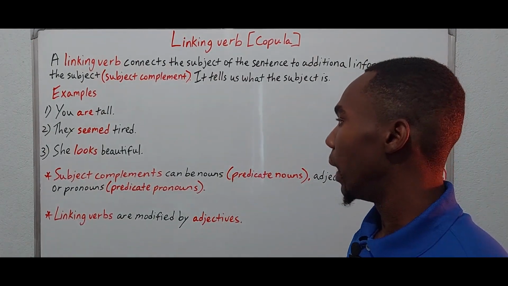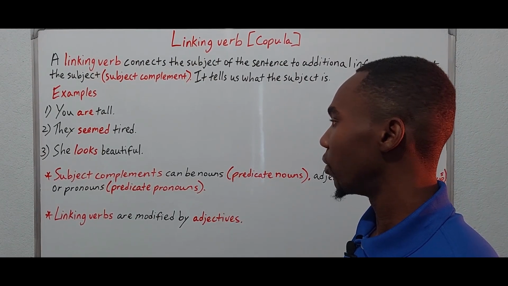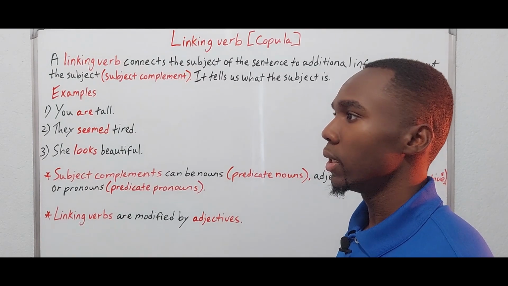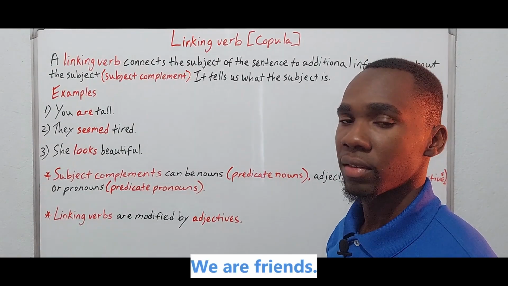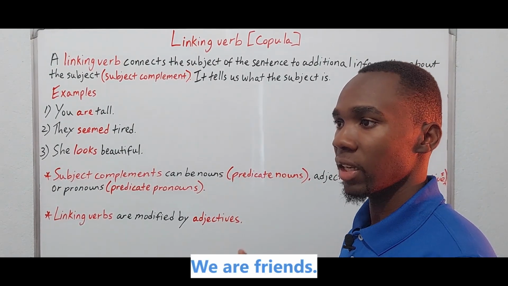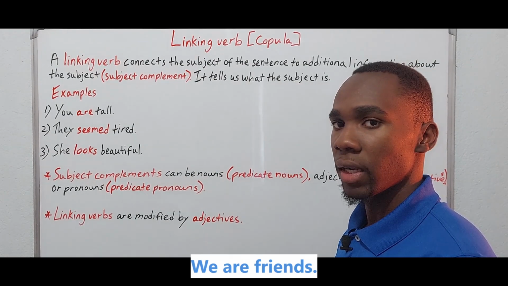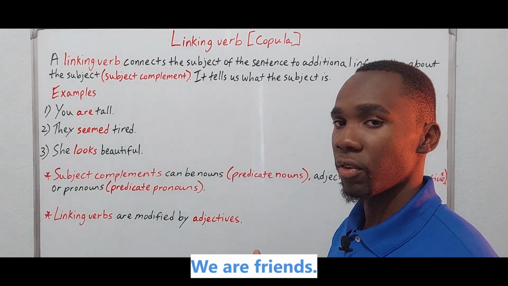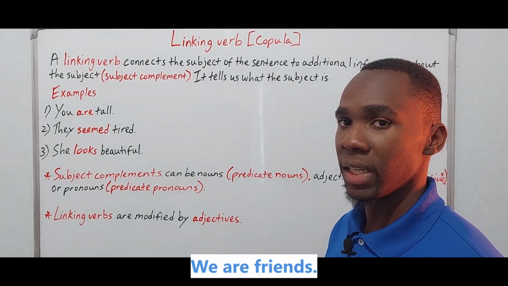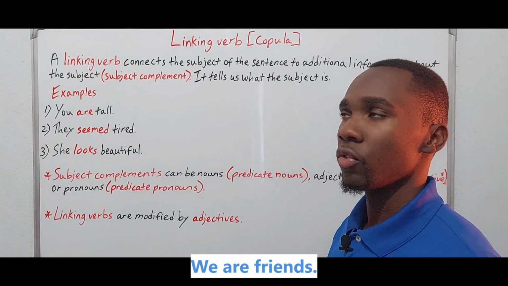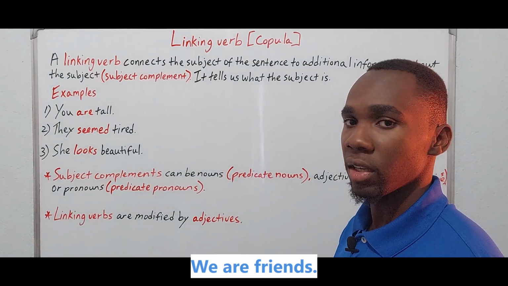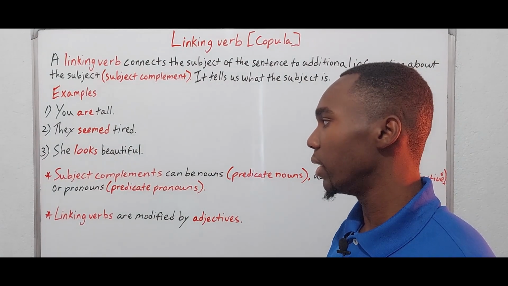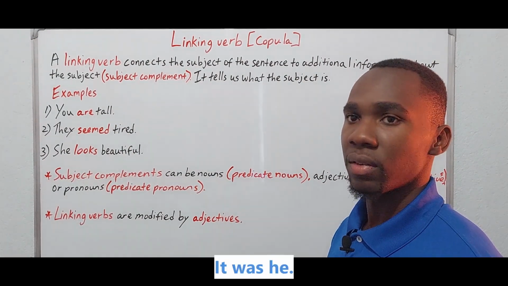Now, let me give you an example of a predicate noun, a noun that follows a linking verb. You could say we are friends. Friends would be a noun, and friends follows the linking verb to be, are. So friends would be a predicate noun. An example of a predicate pronoun would be it was he.